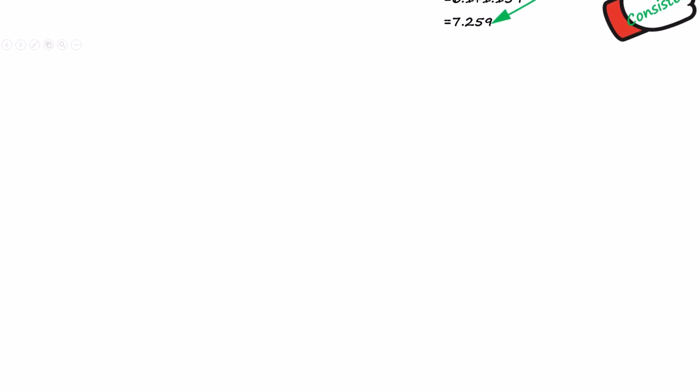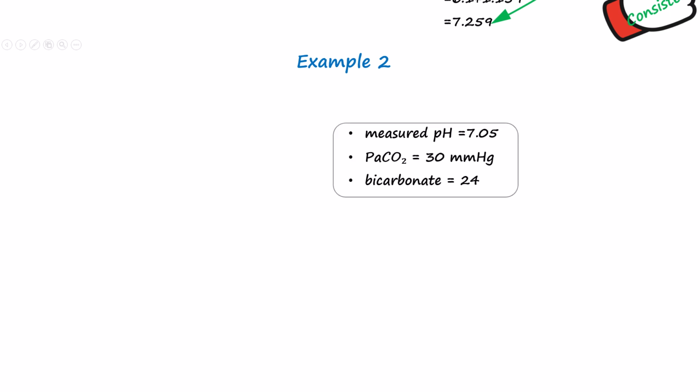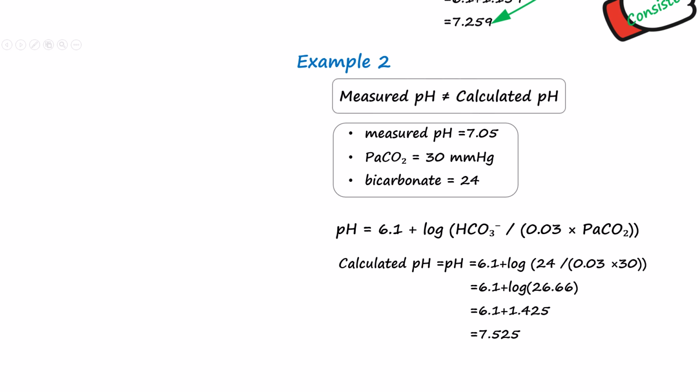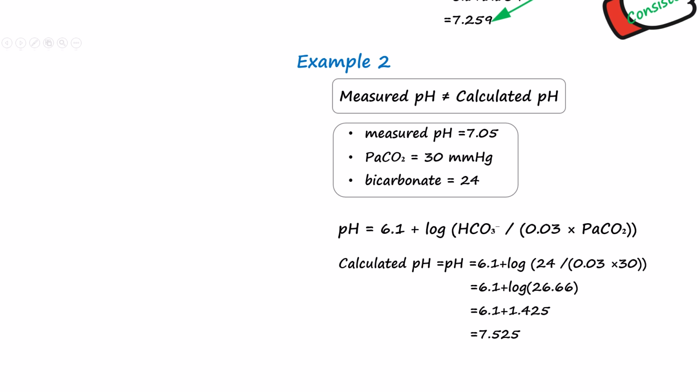Here's another example. Let's say the pH is measured at 7.05, the PaCO2 is 30 mm of mercury, and the bicarbonate is 24 millimole per liter. Using the Henderson-Hasselbalch equation, the calculated pH is 7.259. Thus, the calculated pH and the measured pH show a significant mismatch. Now the question is, do we not trust the report if there is a mismatch between measured and calculated pH values?